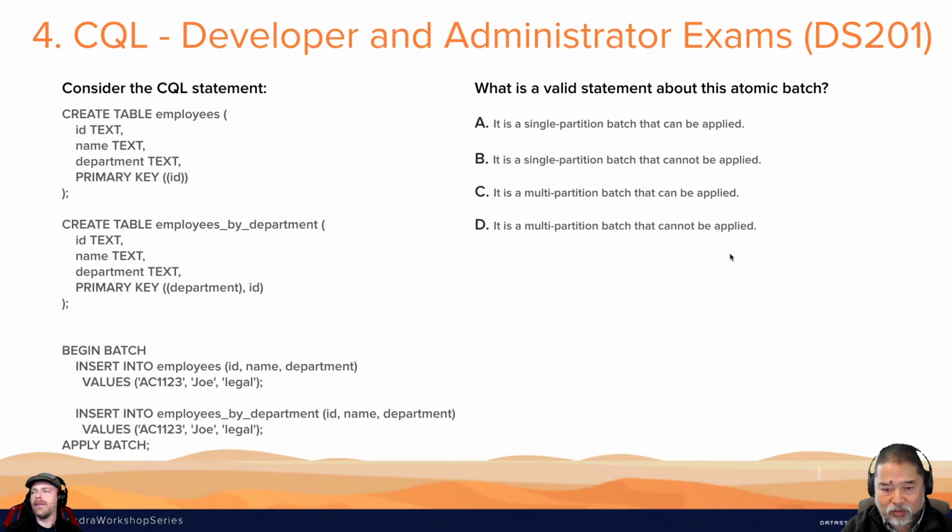All right, so with that, let's go over to the next question, question number 4. And we should see our question pop. So again, consider the CQL statement. And then what is a valid statement about this atomic batch?